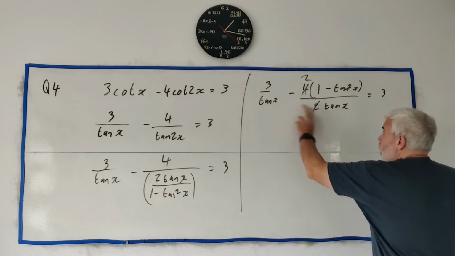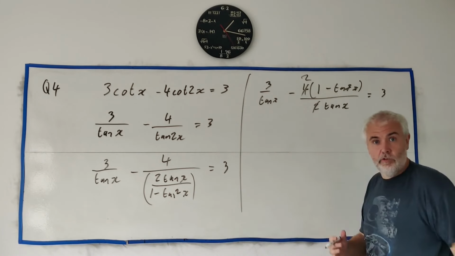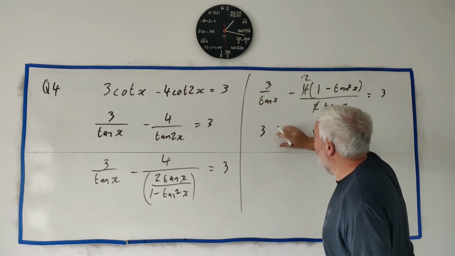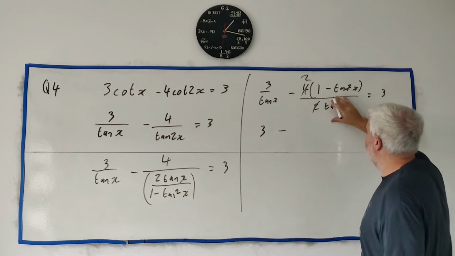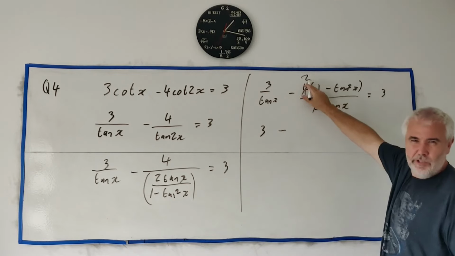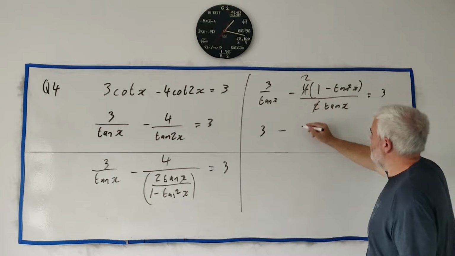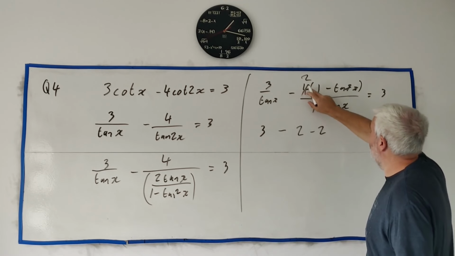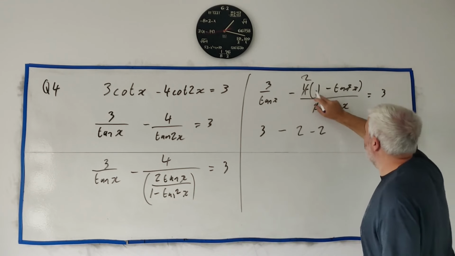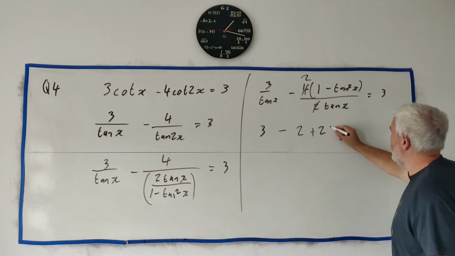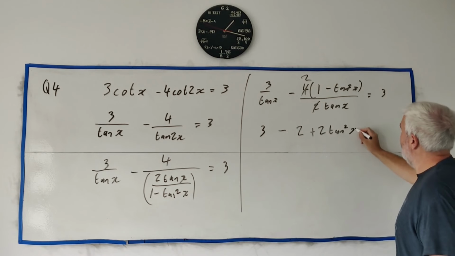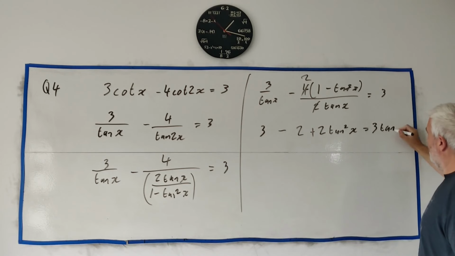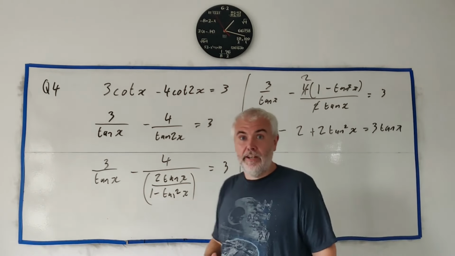The 2 goes into the 4 2 times. We have the same bottom row here. We can combine this, or we can just multiply both sides by tan x. And that's what I'll do. Multiply that by tan x, we just get 3. Multiply this by tan x, the bottom row disappears. And I'll take the opportunity to multiply it in. 2 times 1 is 2, minus 2 times 1 is minus 2. Minus 2 times minus tan becomes plus 2 tan squared x equals, this guy also gets multiplied by tan, so it's 3 tan x.